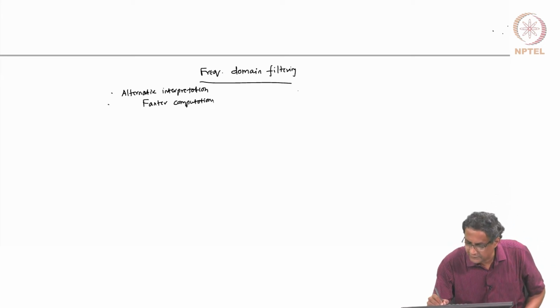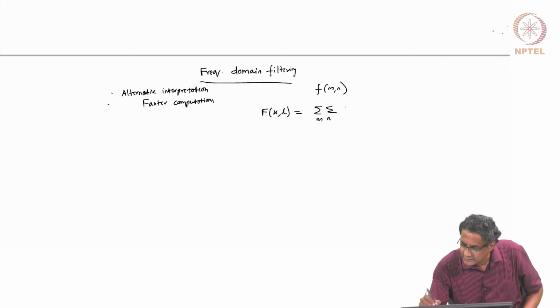For a DFT, if I gave you an image f of m,n, then the DFT is simple. You write it as F of k comma l, a sum over m and n going from 0 to N minus 1, of f of m comma n times e raised to the power minus j 2 pi by N, times km plus nl, where k and l also go from 0 to N minus 1.